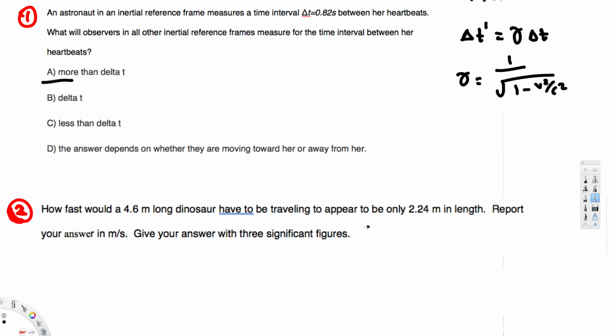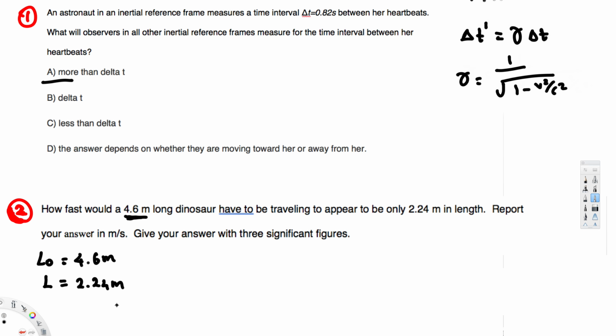Okay. Now let's see. So first of all, at rest the length is this one, right? So let's say L naught. L naught is at rest. The length is 4.6 meter. And here we want this one to appear this much length. So we are expecting, related to speed, we have to have this length 2.24 meter.